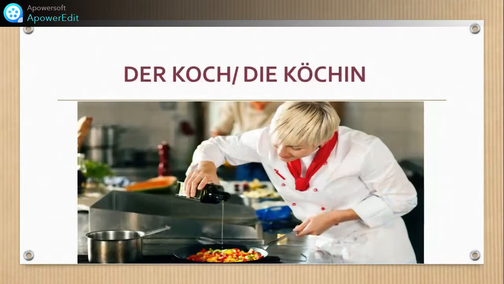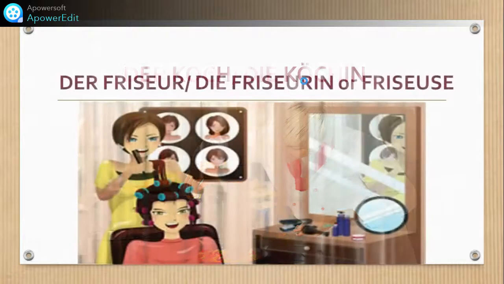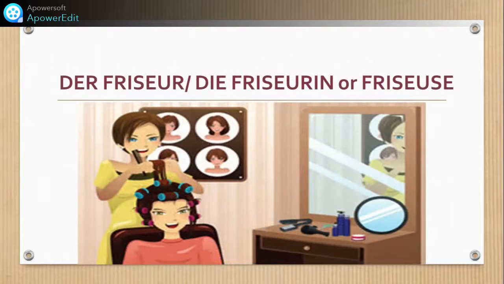Koch, a male chef. Köchin, a female chef. So pronunciation has changed a lot because the O from the male profession has become Ö in the female profession. Hairstylist, male Friseur, female Friseurin, but Germans also use another word for a female hairstylist, which is Friseuse.